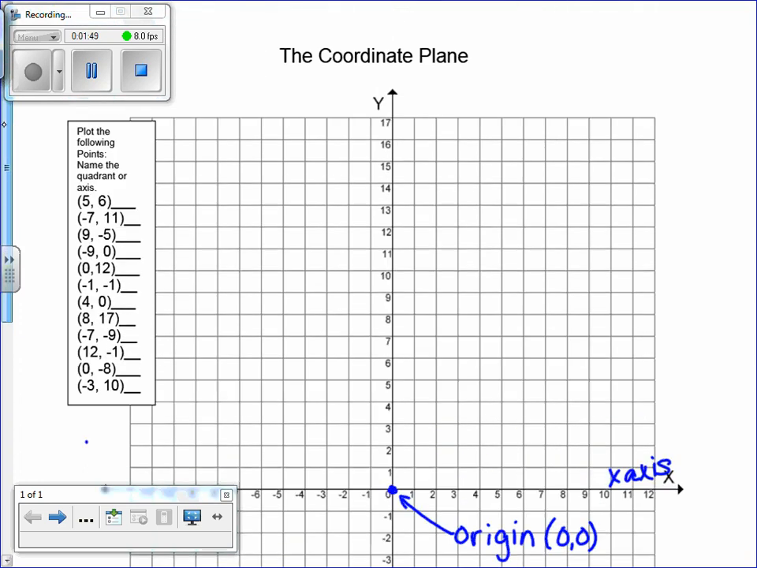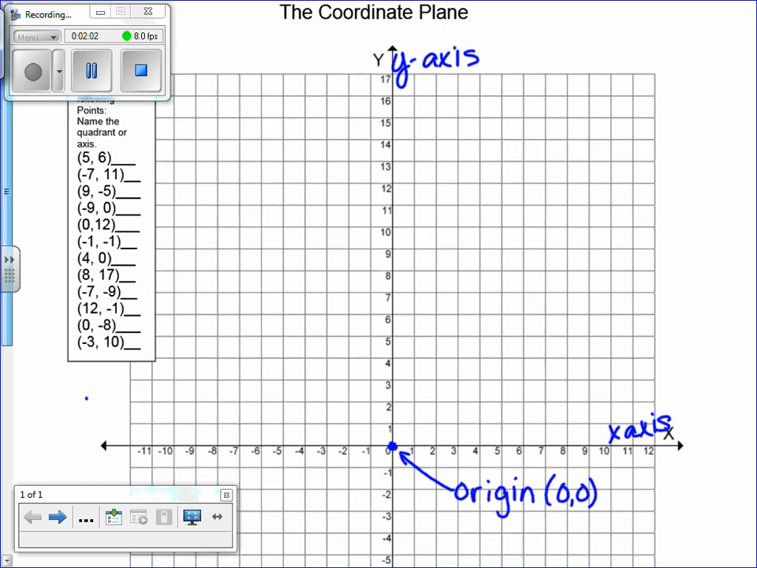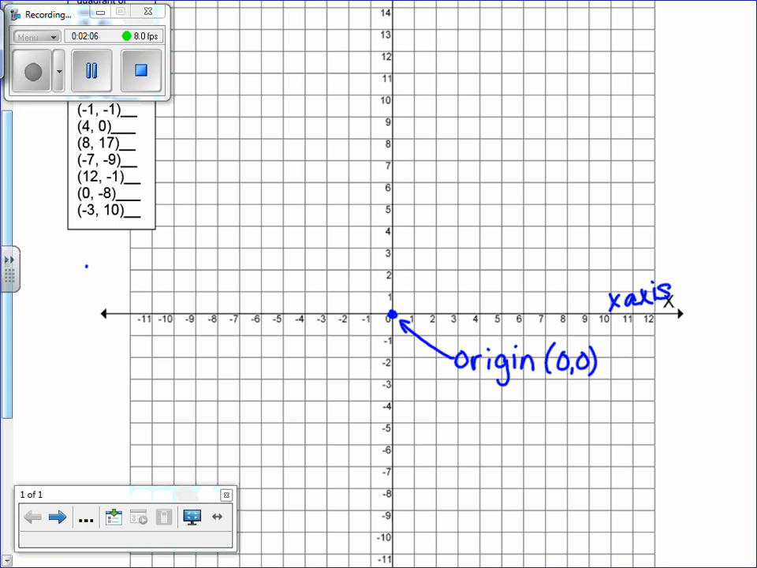Then we have our y-axis. Okay, and if you look at the y-axis, it's kind of similar to the x-axis, where it has positive values going up, negative values going down, and the 0 in the middle. Okay, that's our origin. We always start at 0, 0. So we need to think about it in that type of way. Kind of like a number line, positives up, negatives down.